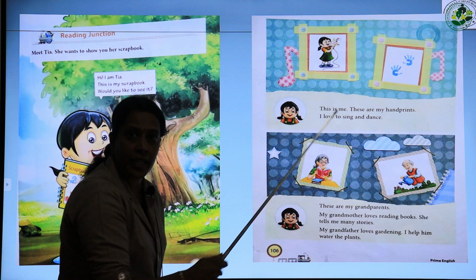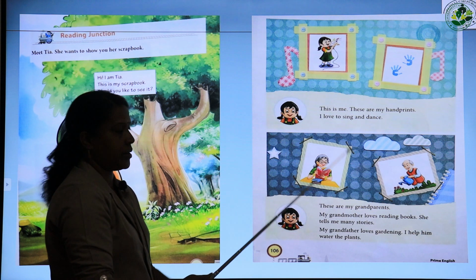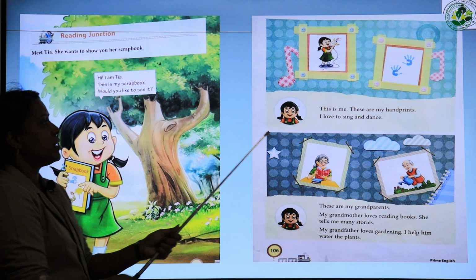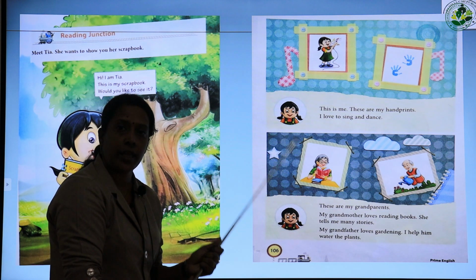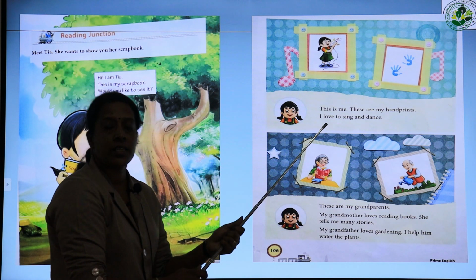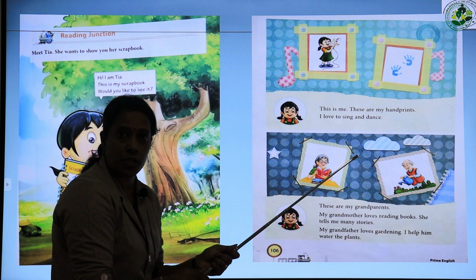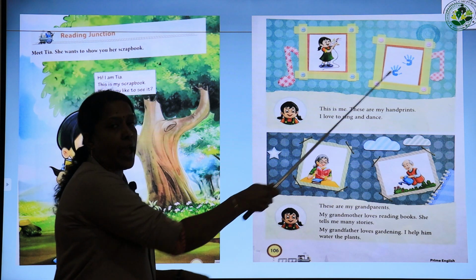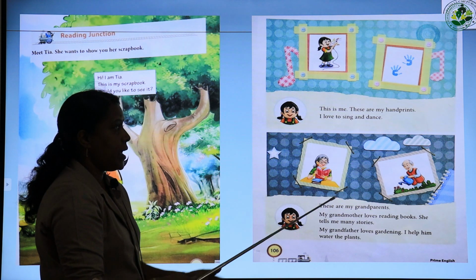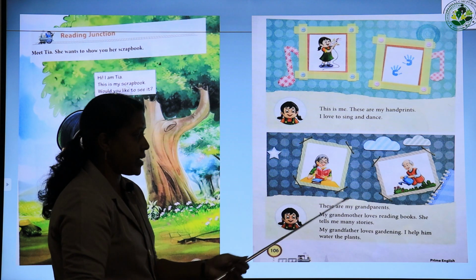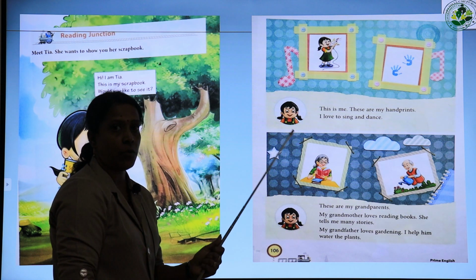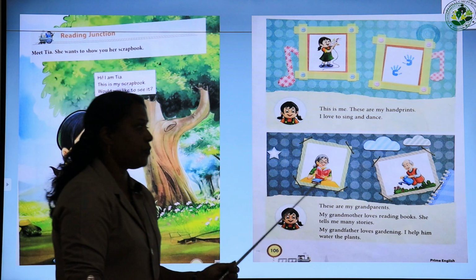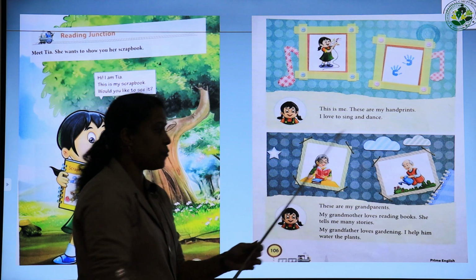So what is the name of Tia's book? Scrapbook. Tia's scrapbook. Tia is showing the pages of her scrapbook. On her first page, we can see Tia's picture and the handprints of Tia. On the next page, we can see the pictures of her grandparents. Grandparents means grandfather and grandmother.